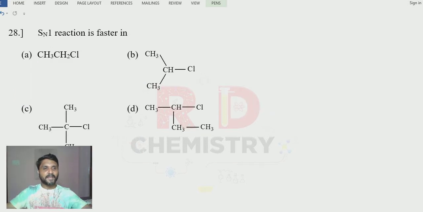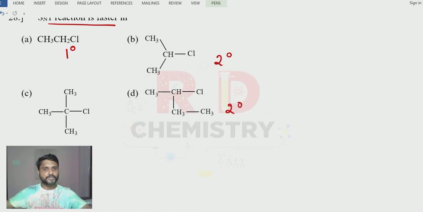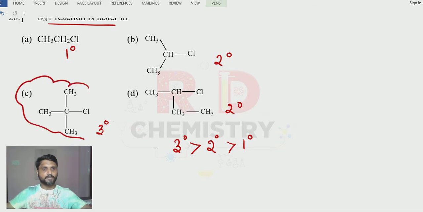Question number 28. SN1 reaction is faster in case of. So this is the primary alkyl halide. This is the secondary alkyl halide. This is the secondary alkyl halide, and this would be the tertiary alkyl halide. So tertiary alkyl halide undergoes reaction faster through SN1 mechanism compared to the second one, compared to the primary alkyl halide. Okay, the answer is option number 3. C is the answer.